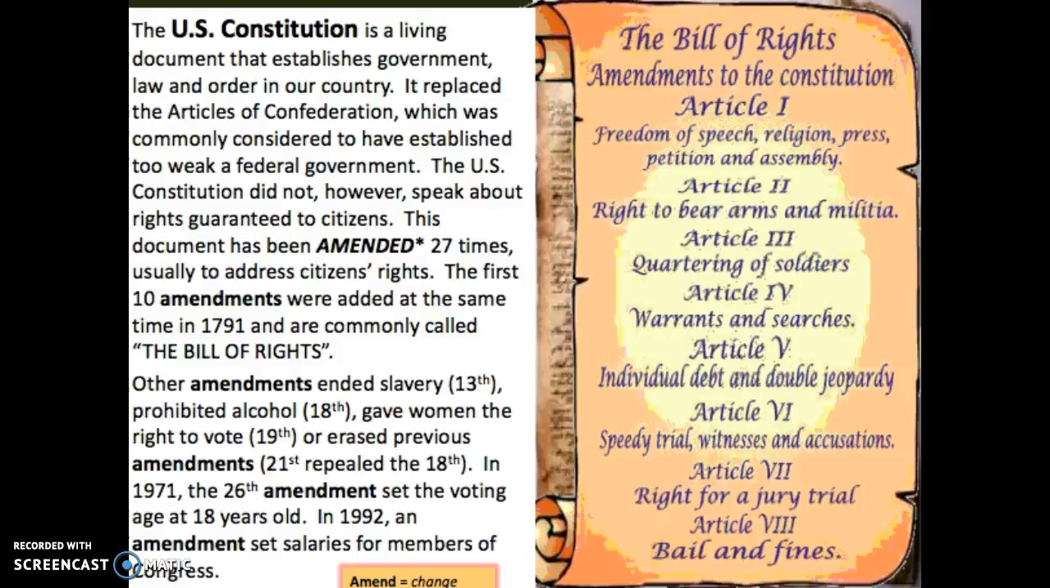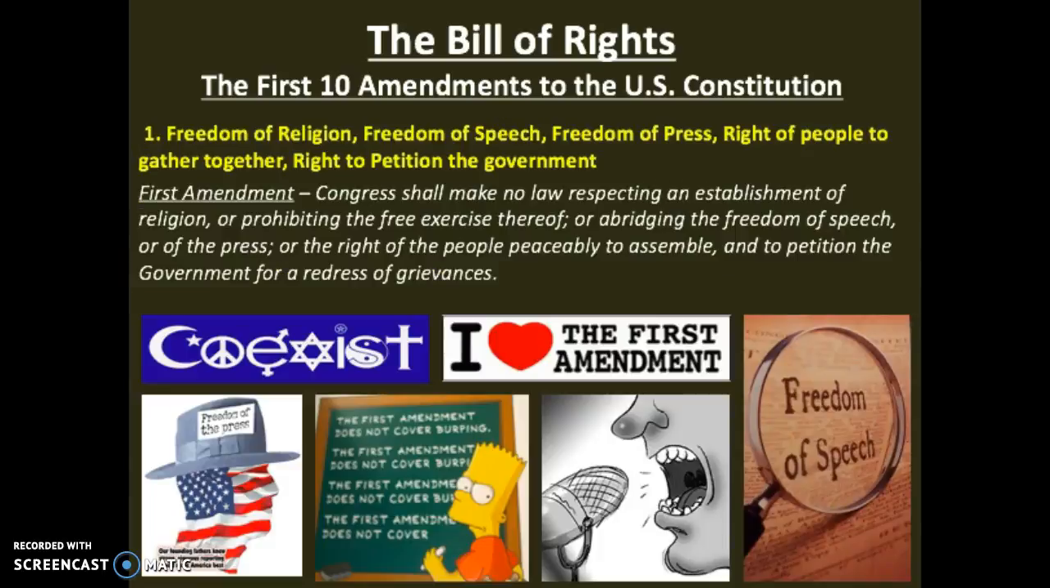The Bill of Rights is on the right-hand side, and we'll get into them now. First Amendment is a 5-part amendment. It's the Freedoms Amendment. So the freedom of religion, speech, press, the right to assemble or gather together, and the right to petition the government. So this amendment is oftentimes called the Freedoms Amendment.